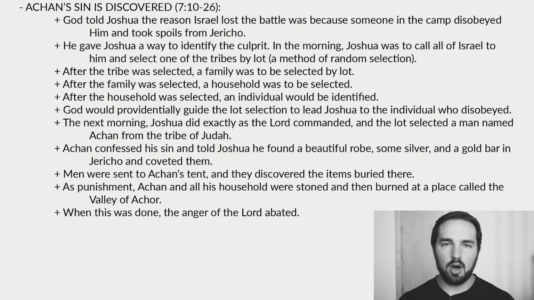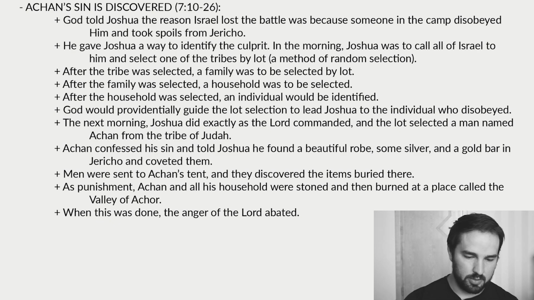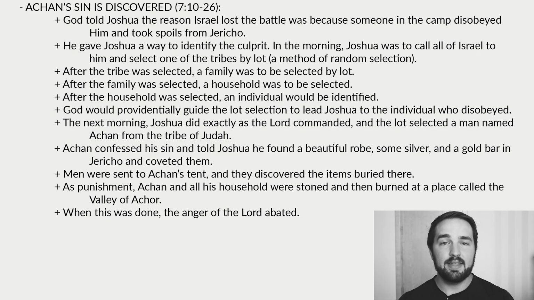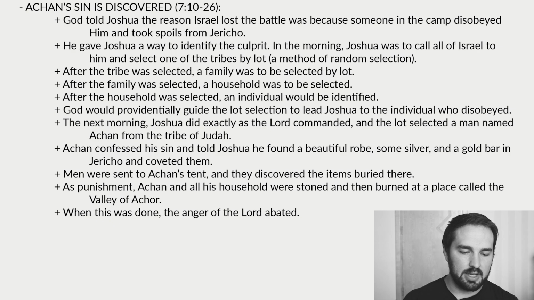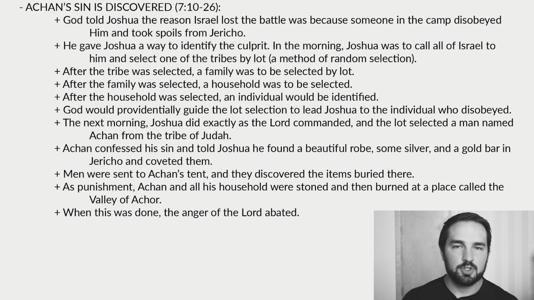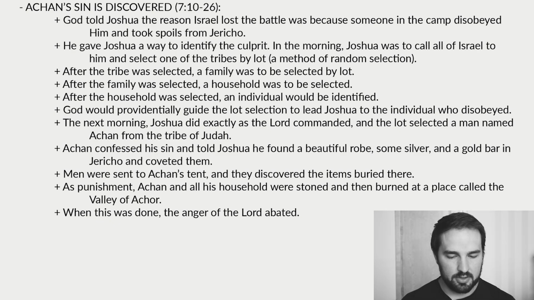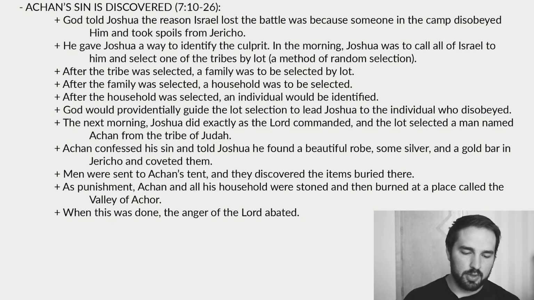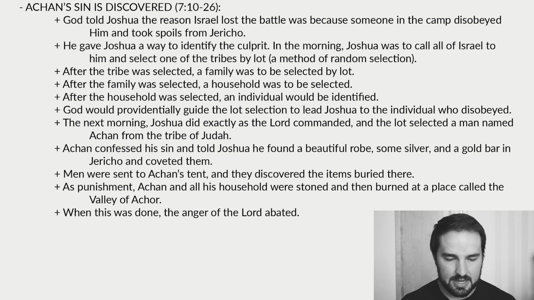But in this case, God was going to guide the process to lead Joshua to the individual who had broken the law. Of the tribes, one was to be selected by lot. When a tribe was selected, a family was to be selected by lot, and then a household, and then an individual was to be identified. As I mentioned, God would providentially guide the selection process so that Joshua found the individual responsible. The next morning, Joshua did exactly as the Lord commanded him, and the lot selected a man named Achan from the tribe of Judah.